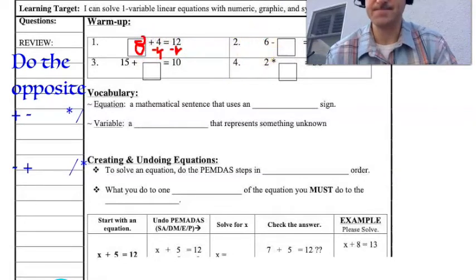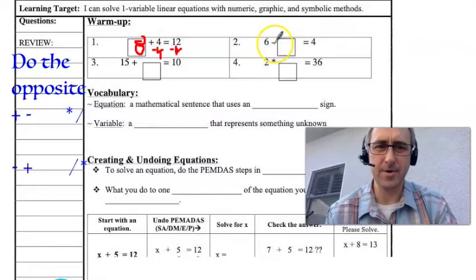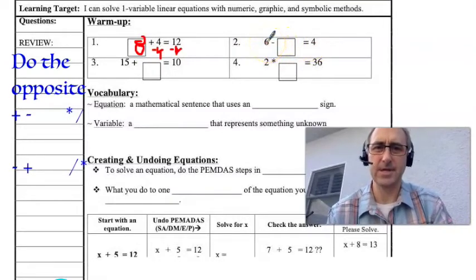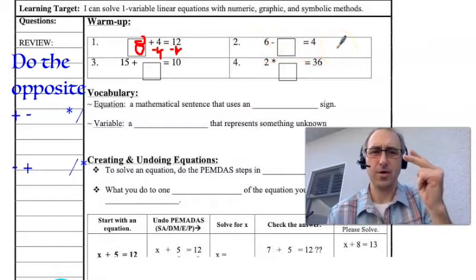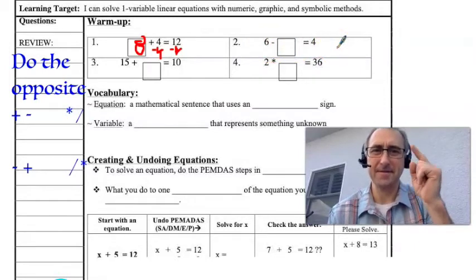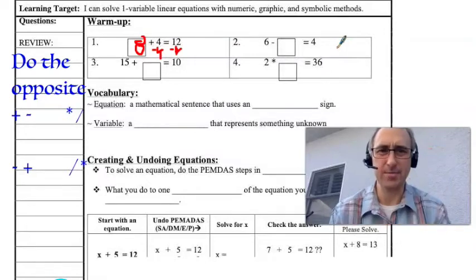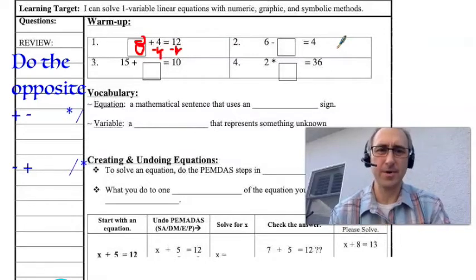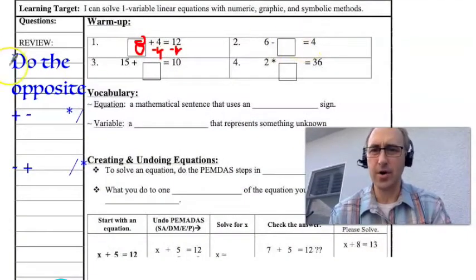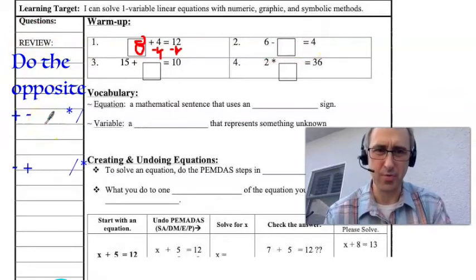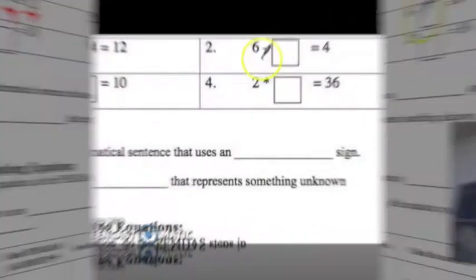The next one, 6 subtract some number gives me 4. So I could count backwards, 6, 5, 4, 3, 2. I used 4 numbers, the answer is 2. Or I put in my calculator, 6 minus 4, and it gives me 2. Or if I use the do the opposite, which is what we want you to start using.